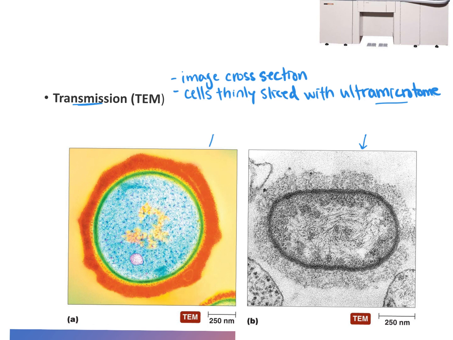The color here is artificially added, so it's always just going to be a black and white image. Sometimes then we'll add the color just to help people understand kind of what exactly they're seeing. But it is a cross section. Okay, and this gives us the best resolution.